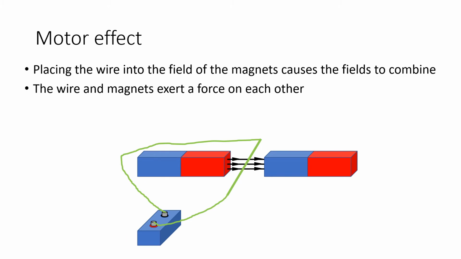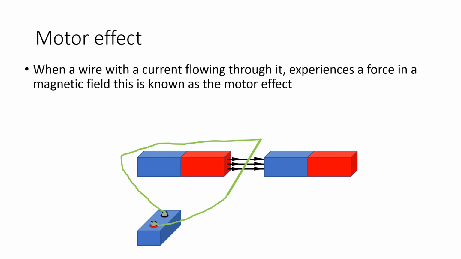If we place a wire with the current flowing through it into the magnetic field between the north and south pole of the two magnets, we end up with two magnetic fields that will combine together, and as a consequence, the wire and the magnets will exert a force upon each other. The current has to be flowing, there has to be an electrical current through the wire, or this does not happen. But if we have a wire with a current flowing through it, it'll experience a force in a magnetic field, and this is what we refer to when we talk about the motor effect.